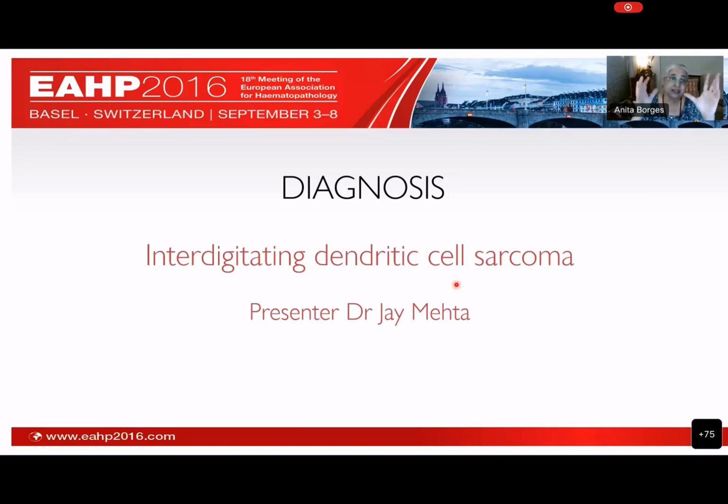Okay, and this was presented by Dr. Jay Mehta, who worked with me at EAHP 2016. It's an extremely rare tumor. If you remember that little cartoon that I drew, there was the Langerhans cell thing, and then there was one of those in that little triangle at the bottom.